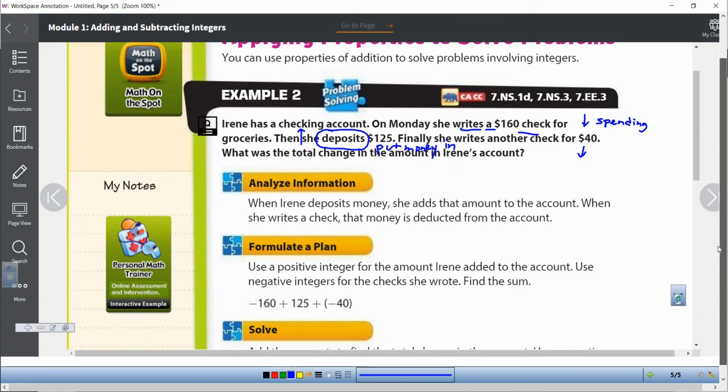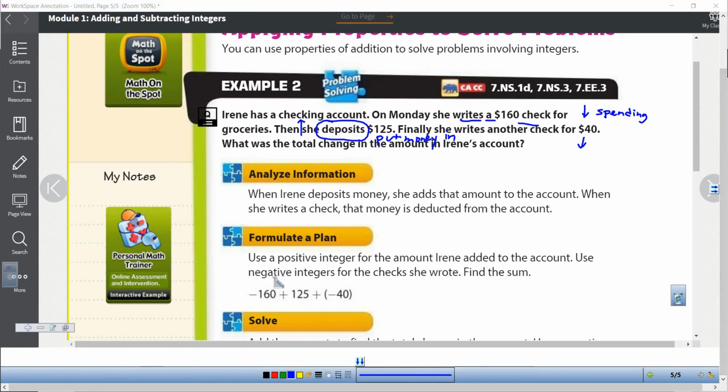So if you take a look right down here, here we go. She wrote a check for 160. There is our negative 160 going down. All right. She deposits 125. There's our plus 125 going up. And then another check is going down 40. All right, notice they already wrote it as adding a negative 40. They could have written it as minus 40.